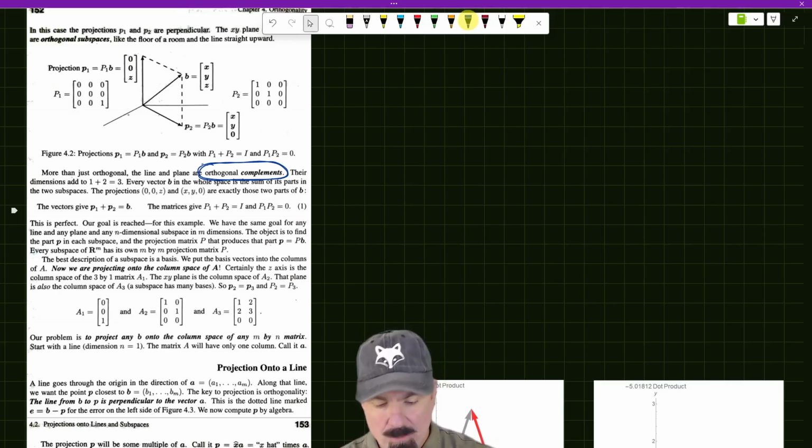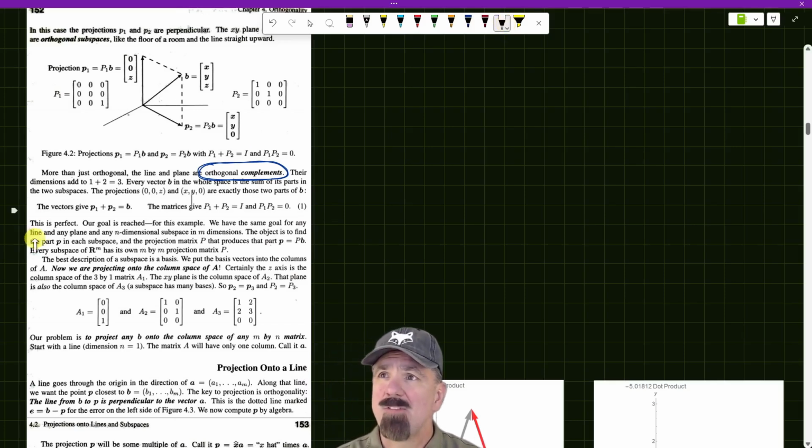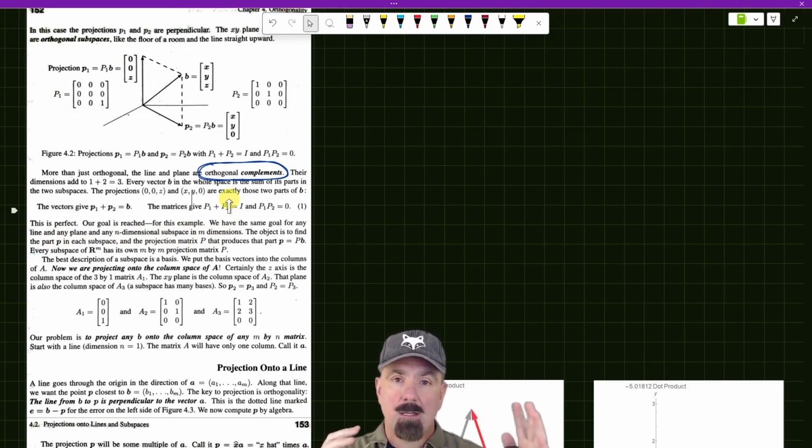As you continue reading through, you'll see that he references this whole concept, right? He says, this is perfect. The goal is reached, right here. Our goal is reached for this particular example. We have the same goal for any line in any plane in any n-dimensional subspace in m dimensions. And it's not just a line. What he's talking about here is the ability to project onto a subspace and look at the error vector and realize that that error is orthogonal to the subspace that we projected onto.